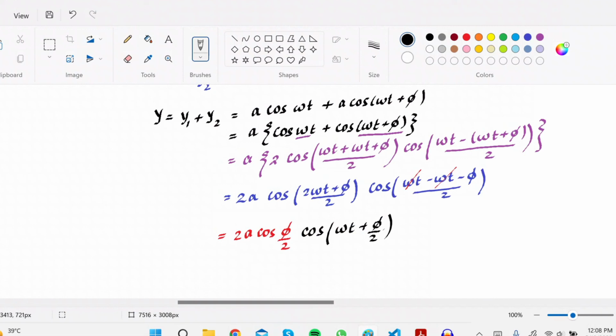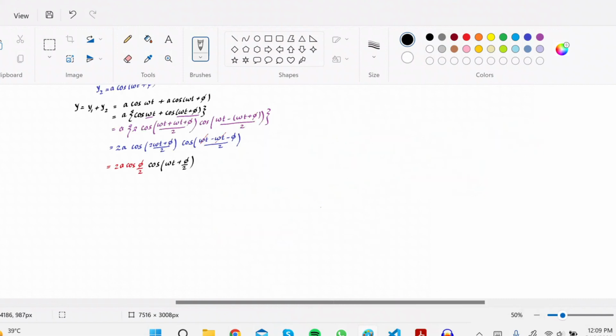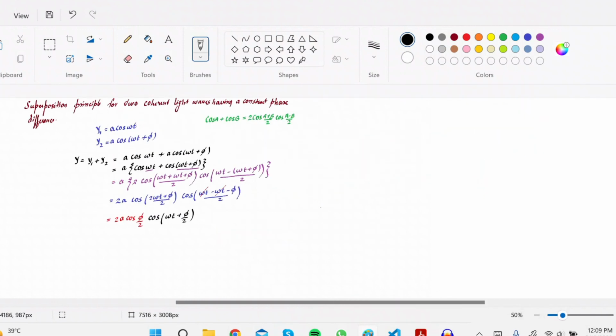Now this parameter, the one which is written in black, that parameter has a time dependency. So if you compare it with our actual wave equation, that is a cos omega t, then the red part is called the amplitude of the wave. So what is this 2a cos phi by 2? That's the amplitude of the resultant wave.